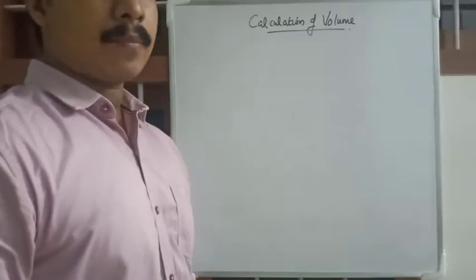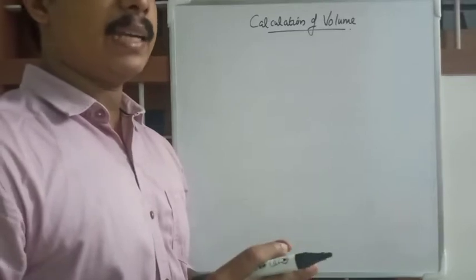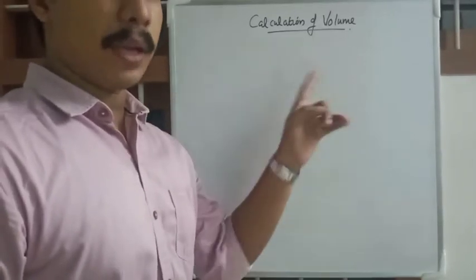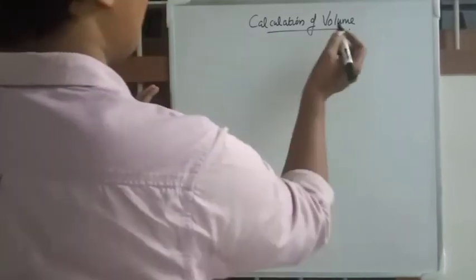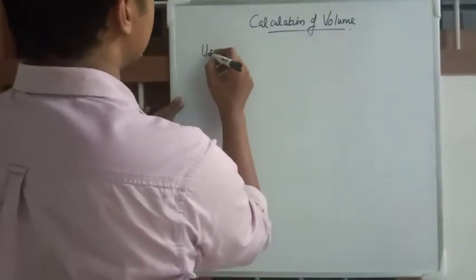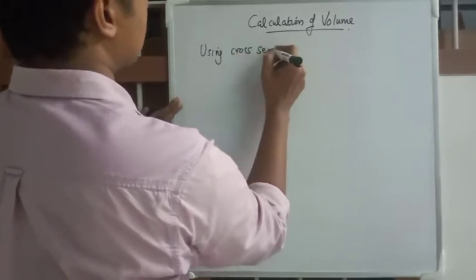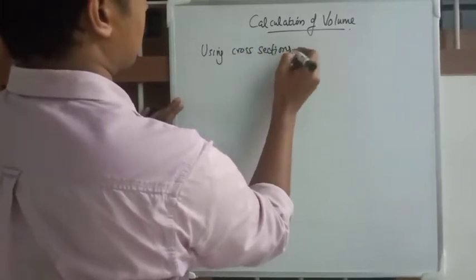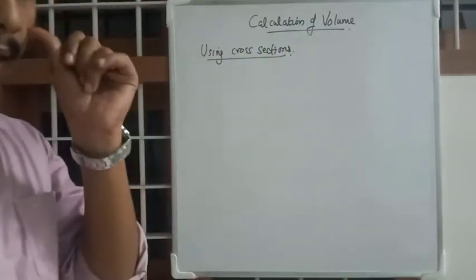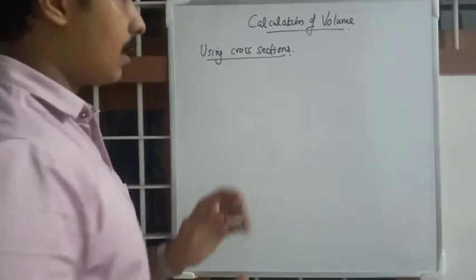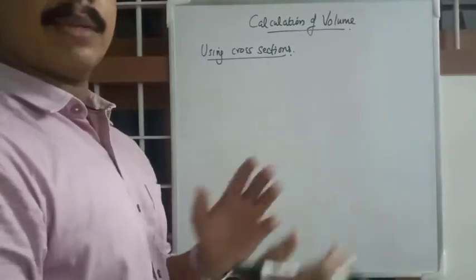So welcome back. After calculation of area by different methods, we are getting into calculation of volume. In that, we are getting into calculation of volume using cross sections. Typically we are examining canal sections or embankment sections.